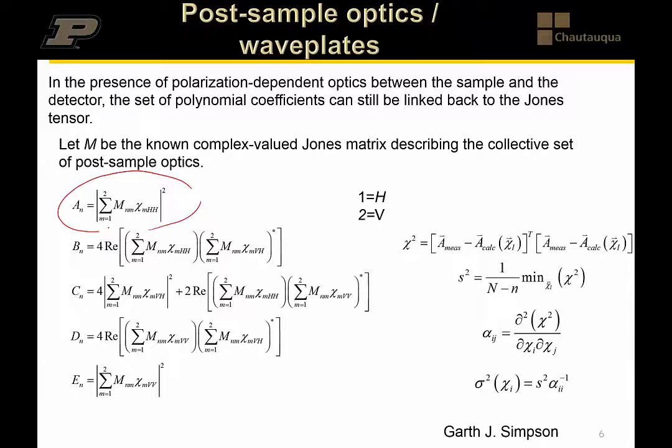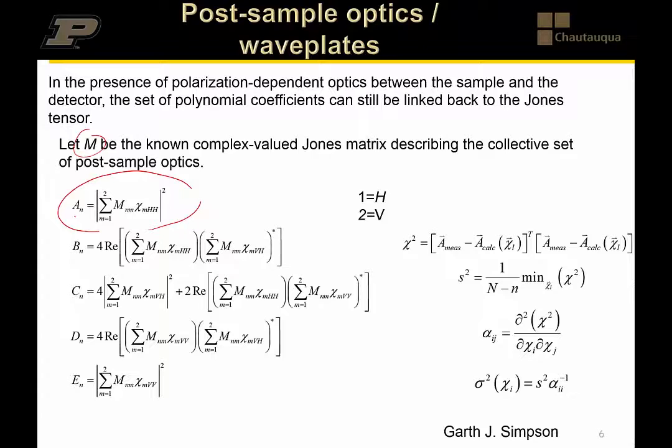And then we know that we have some Jones matrix, and we can describe all of whatever happens after the sample and between the sample and the detector by one complex value Jones matrix. And as long as we know that in advance, and there's easy ways to make measurements of that based on linear optical interactions and Jones manipulations, as long as we know M, then we know the contributions of chi HH and chi VHH to the measurements for AH and AV. And there's a little bit of each in there, depending on what M looks like.